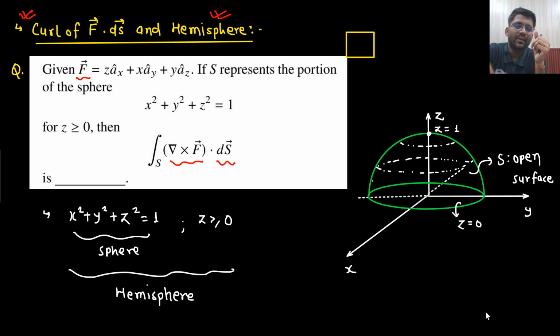So first let's calculate del cross f. First my target is to calculate del cross f, because what I am supposed to calculate? I am supposed to calculate del cross f dot ds. This is what I am supposed to calculate. So first I need to calculate del cross f. So what is the answer of del cross f I am getting?